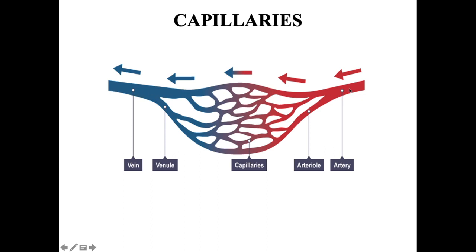So inside the organ, the artery divides into arterioles, then further inside the organ, arterioles divide into capillaries. These capillaries join together to form capillaries carrying deoxygenated blood, and they join together to form venules. And once these venules join together, out comes a vein.